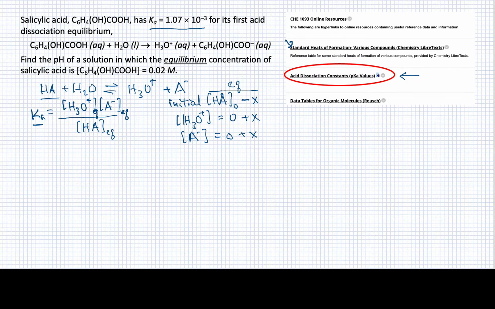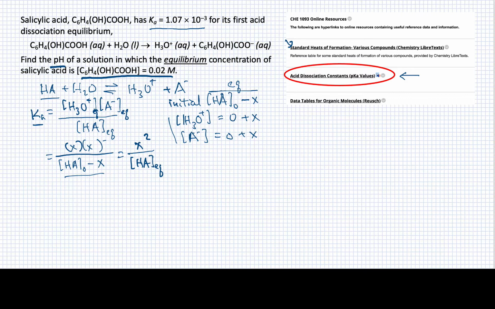When we write out this equilibrium expression, we're going to have our equilibrium values for the two concentrations. So we'll have x times x, and in the denominator we'll have the initial concentration of HA minus x, but this is just the HA at equilibrium. In this particular problem, we're going to simplify things a little because we're given the equilibrium concentration of the undissociated acid. It's 0.02 molar. So this is just going to be x squared over that equilibrium value of the undissociated acid. And what we're asked to find is the pH of the solution.